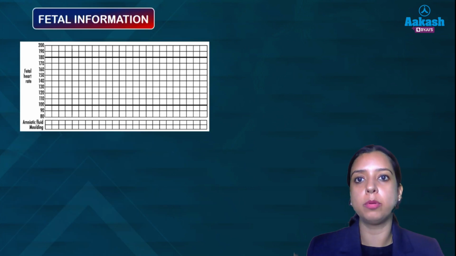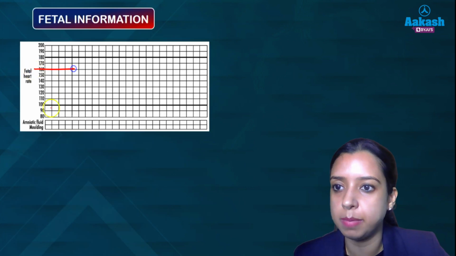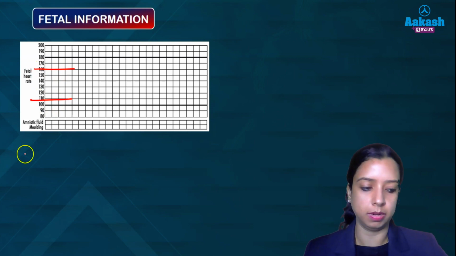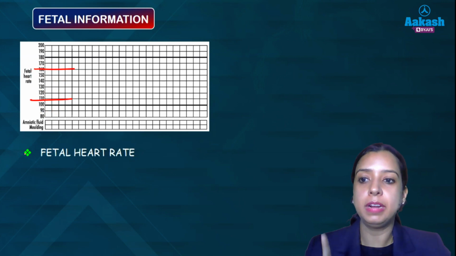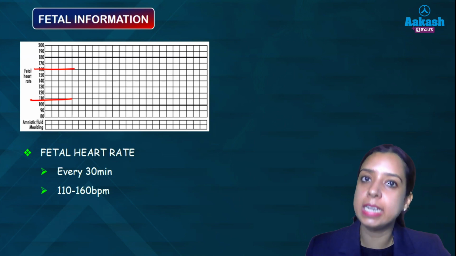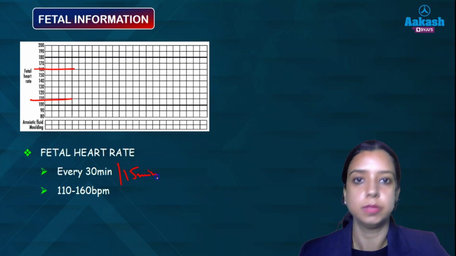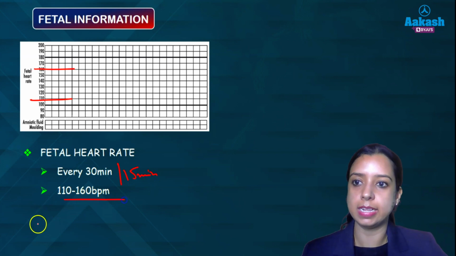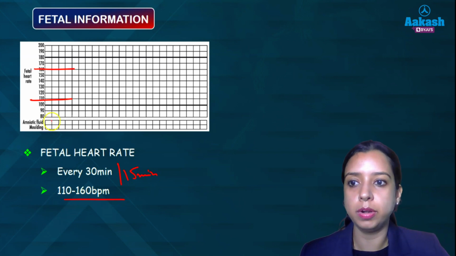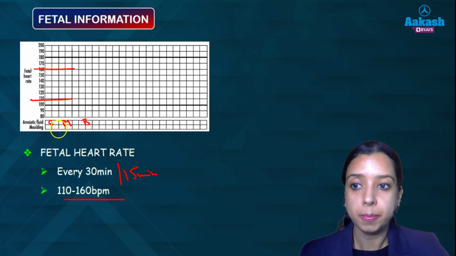Fetal information: you will plot fetal heart rate, where the normal is 160 to 110 here. This is normal. Anything beyond it is abnormal. So fetal heart has to be plotted every 30 minutes in low risk and every 15 minutes in high risk. In first stage, we know that it lies between 110 and 160. You have to mention amniotic fluid: C for clear, M for meconium stain, B for blood stain. Molding, you have to tell molding by +1 and +2.